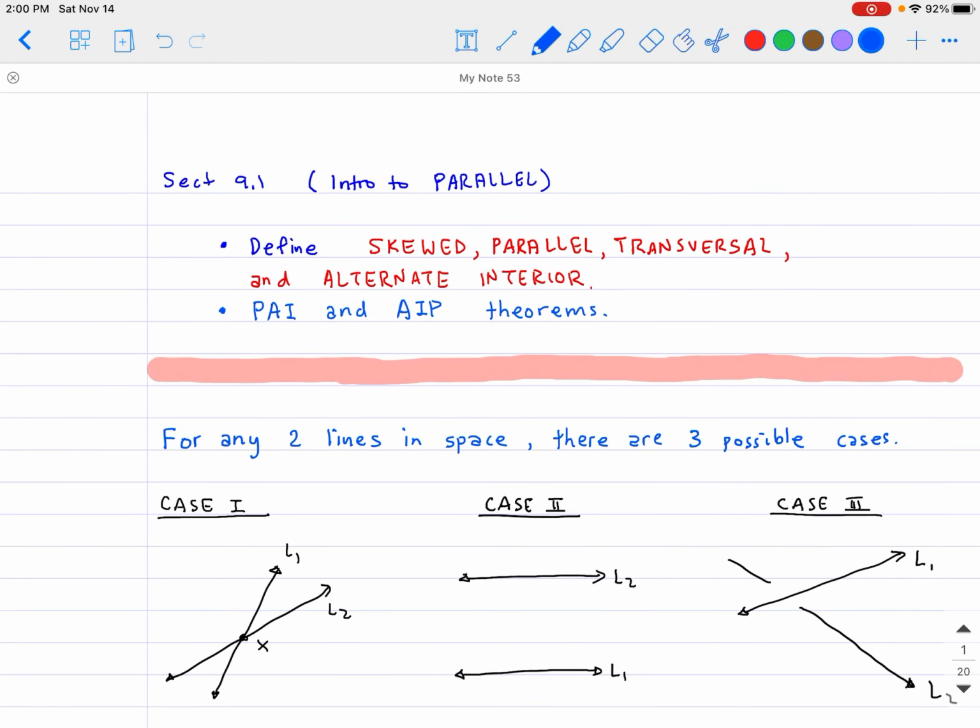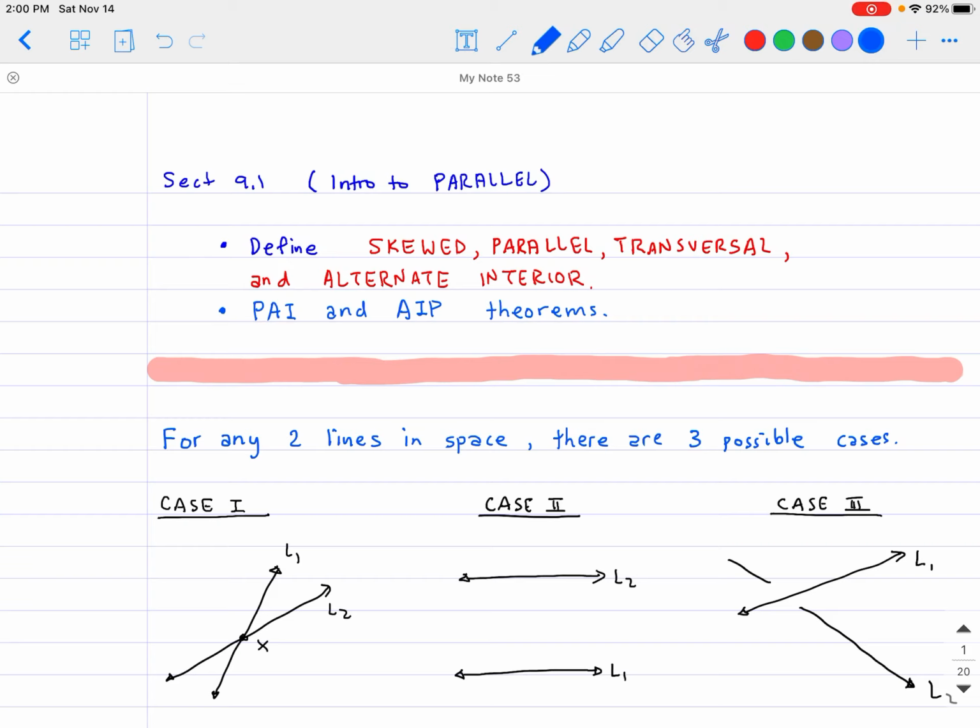Hello and welcome everybody. Today in geometry we will be discovering a new chapter, chapter 9, which is going to be on parallel lines. And how is that going to play in with all the stuff that we learned about angles and also possibly congruent segments?